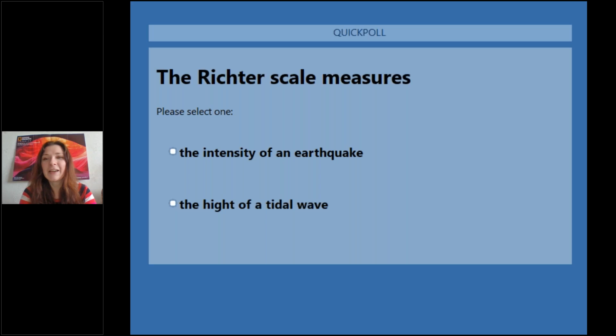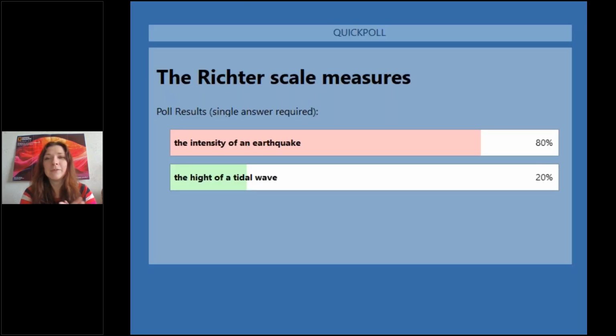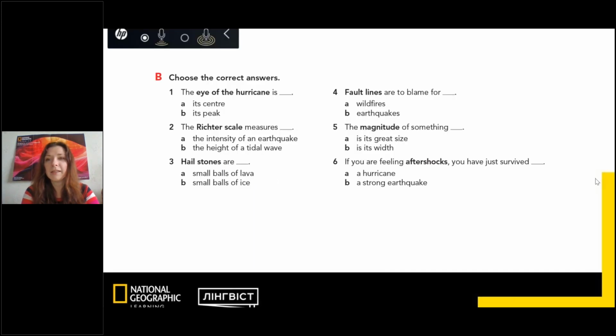All right. So now I'm going to close the poll and share the results with you. 80% of you think that this is the intensity of an earthquake. And you're right. That is the correct answer. Well done. So the Richter scale measures the intensity of an earthquake. How hard is the earthquake? Well done. Let's move on.